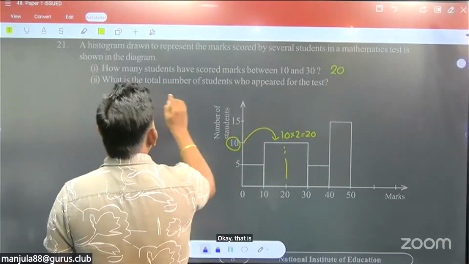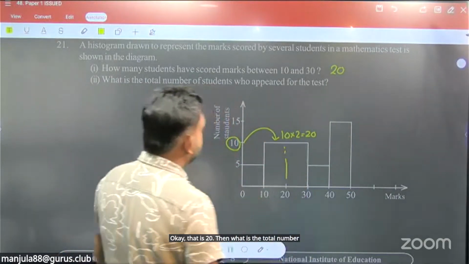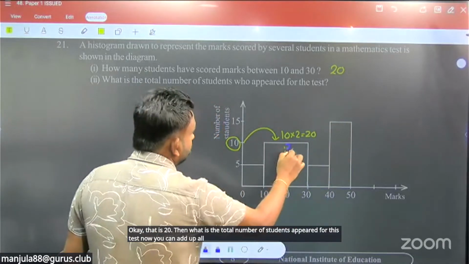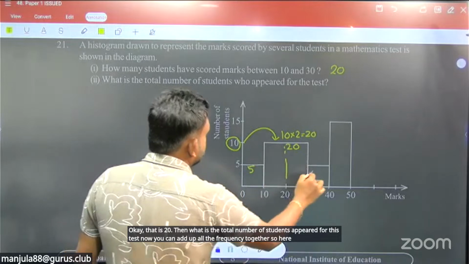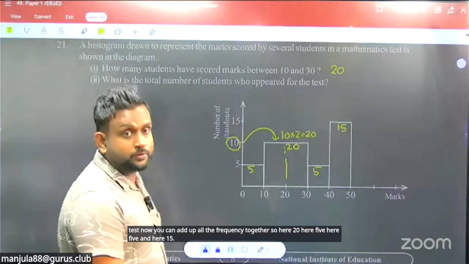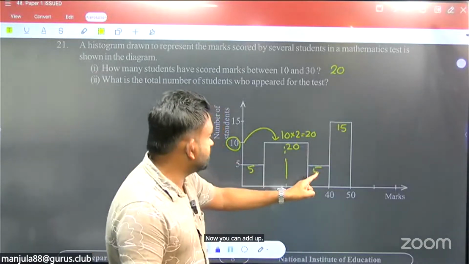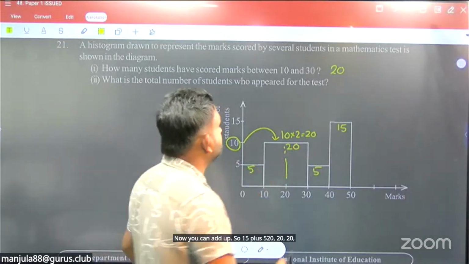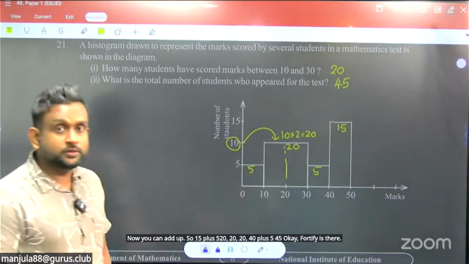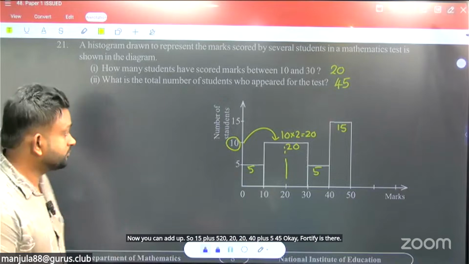Then what is the total number of students who appeared for this test? Now you can add up all the frequencies together. So here 20, here 5, here 5, and here 15. Now you can add up. So 15 plus 5, 20; 20 plus 20, 40; plus 5, 45. Okay, 45 is there. Right.